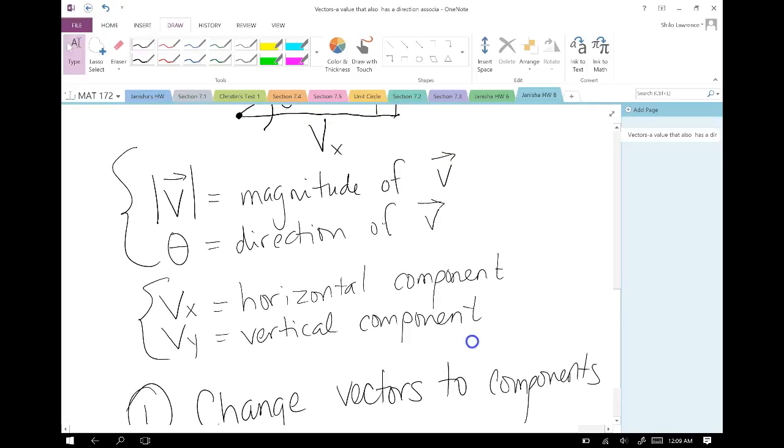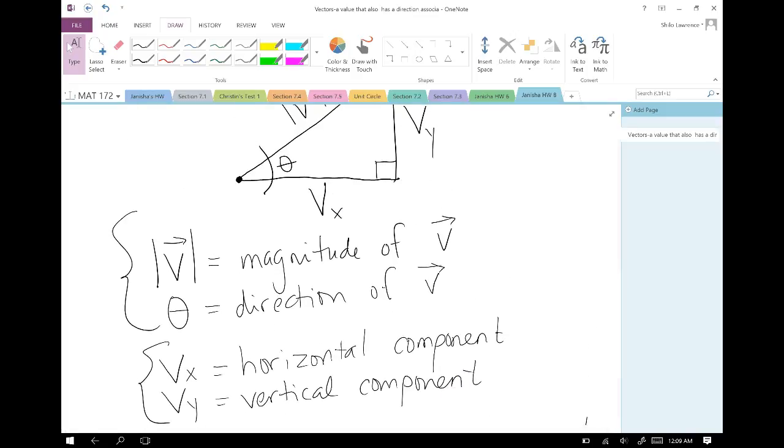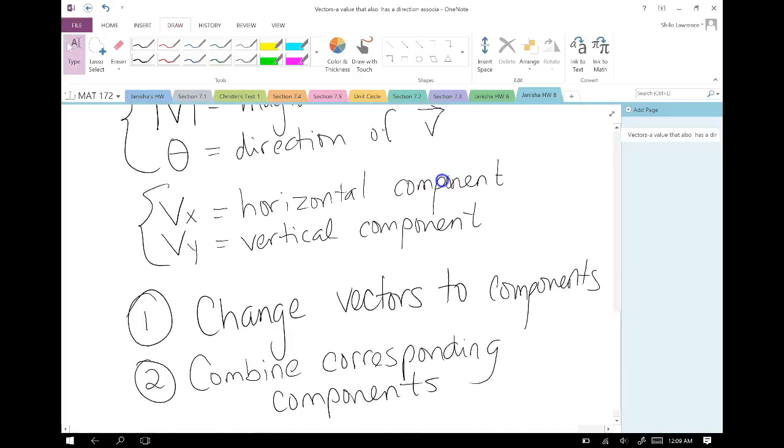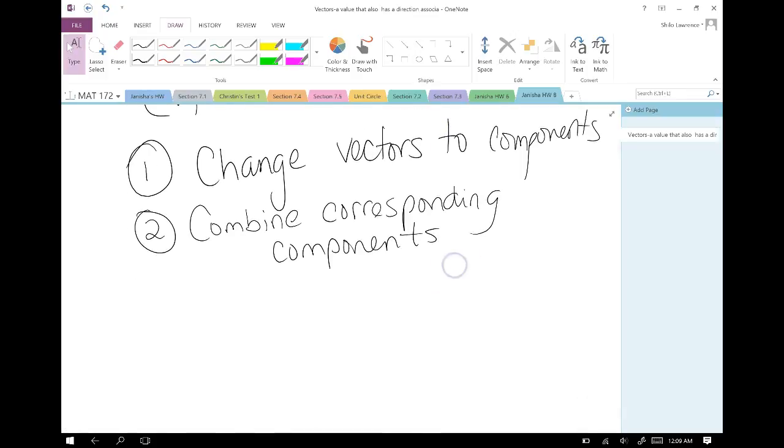Because all of the x components are horizontal, they're all pointing in the same direction. All of my y components are vertical, so they're all pointing in the same direction. This will give us the components for our answer. But if the question was given in magnitude and direction format, most likely they're going to want the answer written in magnitude and direction format.